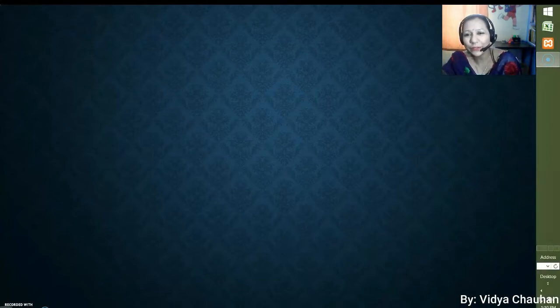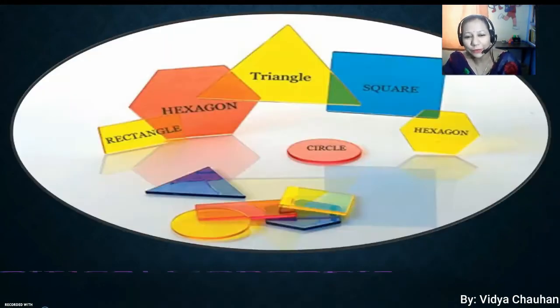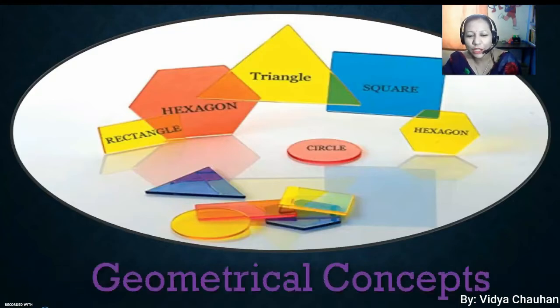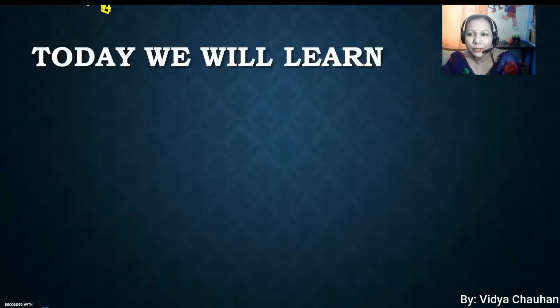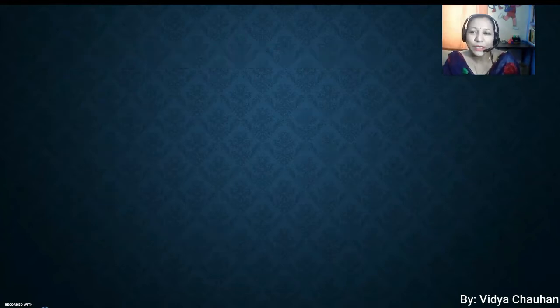Today we are going to start with a new topic of geometry, and that is your chapter 12, geometrical concepts. In this chapter we are going to learn some very important topics. First, point. Second is our line. Third, ray. Fourth, line segment. So let us discuss them one by one.